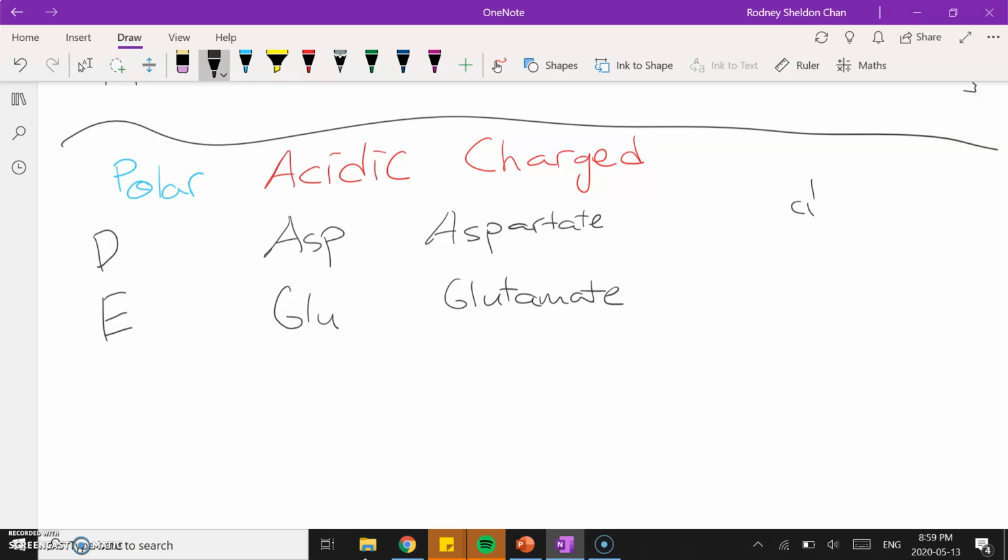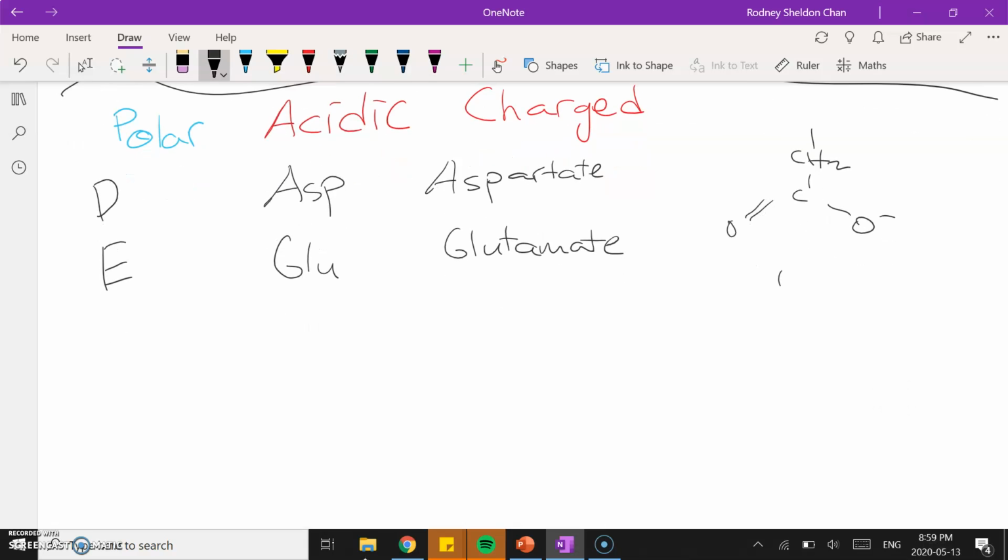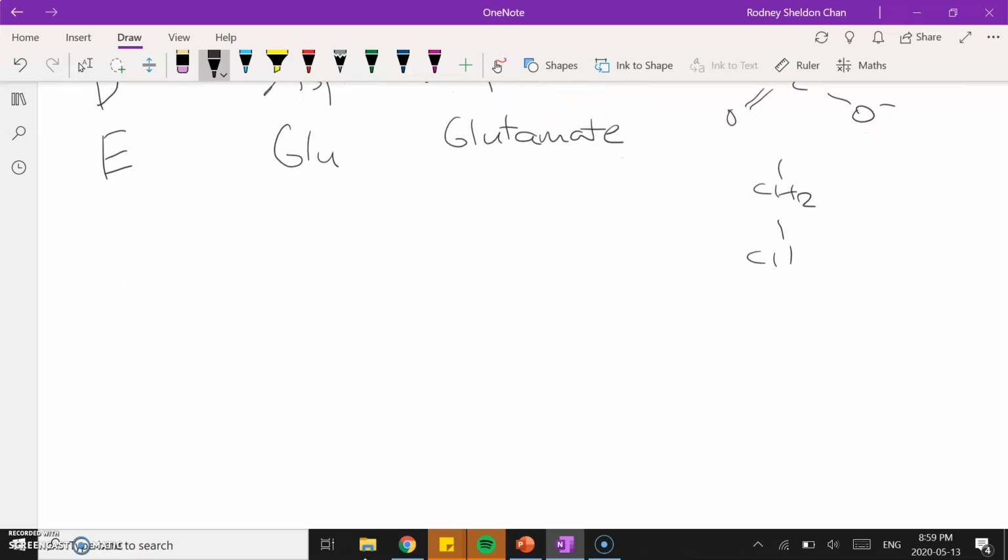These ones are easy too. CH2, C, double bond O, O minus. Glutamate, it's the same thing, except it's longer. You just extend it. CH2, CH2, C, double bond O, O minus.